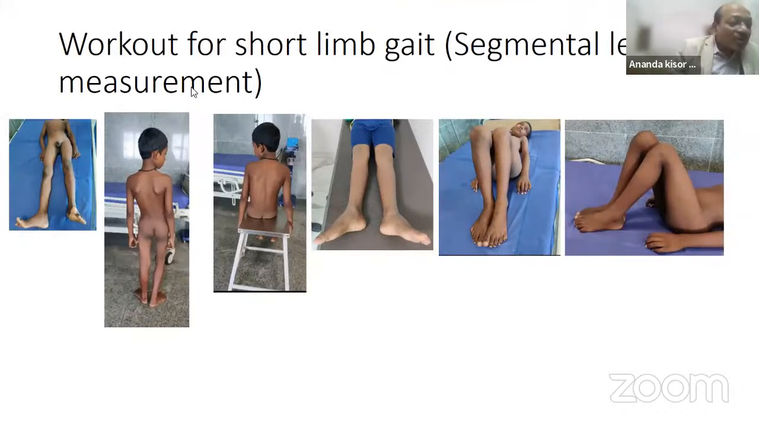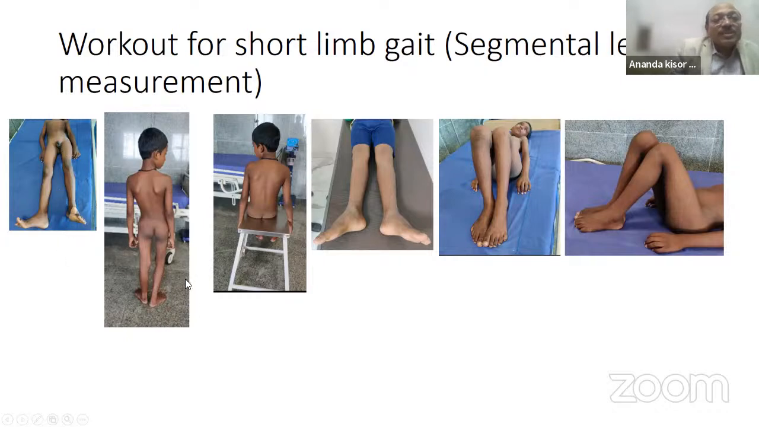Now, what is the workout of the short limb gait? As you can see here, there is a short limb gait. How to know there is limb length discrepancy? The answer is, we will check the level of the heel. As you can see, the level of the heel is above this. Somebody tells it is the level of the malleolus. This is not the answer, because in inspection, you cannot identify the malleolus by inspection alone. So it is better to say the level of the heel. So the level of the heel is high up, so this limb is shortened.